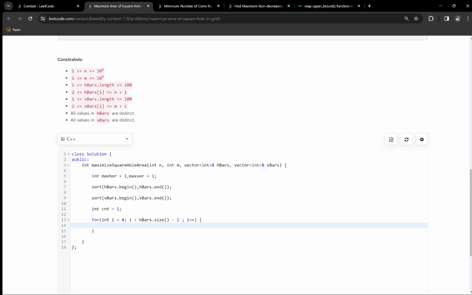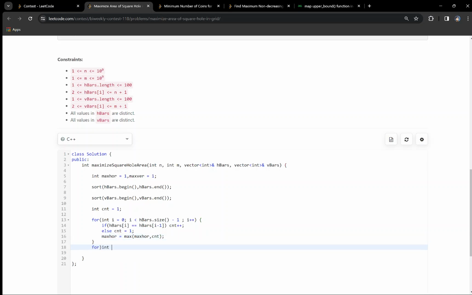So initially it is 1. If it is same it will be 2. If it is not same it will be 1. So if h bars of I equal to h bars of I minus 1, then count plus plus, else count equal to 1, and max equal to maximum of max or count.